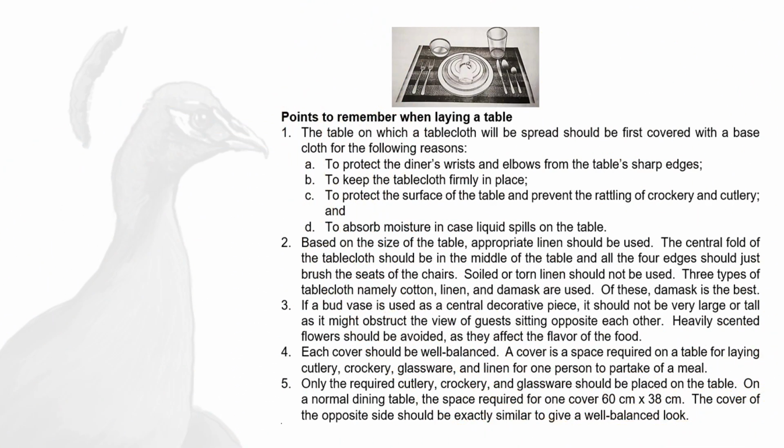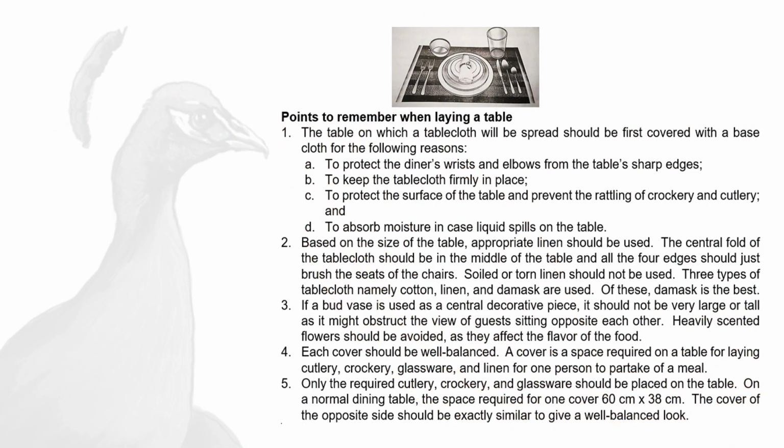Points to remember when laying a table. The table on which a tablecloth will be spread should be first covered with a base cloth for the following reasons. A. Protect the diner's wrists and elbows from the table's sharp edges. B. To keep the tablecloth firmly in place. C. To protect the surface of the table and prevent the rattling of crockery and cutlery. And D. To absorb moisture in case liquid spills on the table.